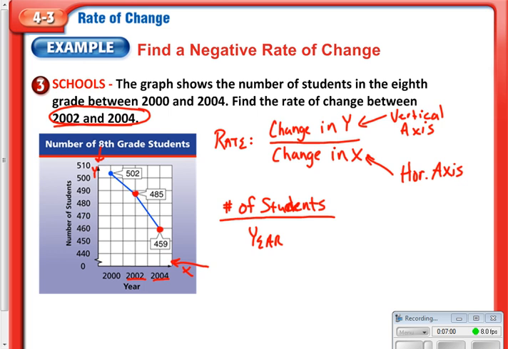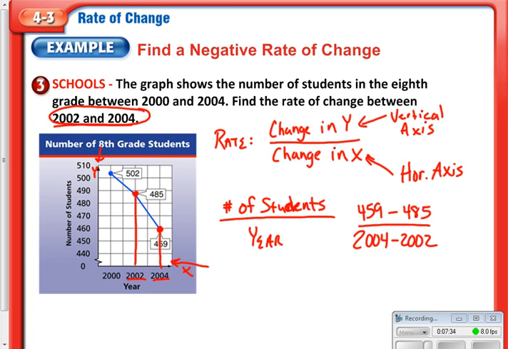So we have 2004, take away 2002. Put your finger on the 2004, go up until it hits that line. In 2004, we had 459 students according to our graph. So I'll put 459 down. Figure out in 2002. Well, 2002, we go up until we hit that line, and we have 485 students. So minus 485 to figure that change.